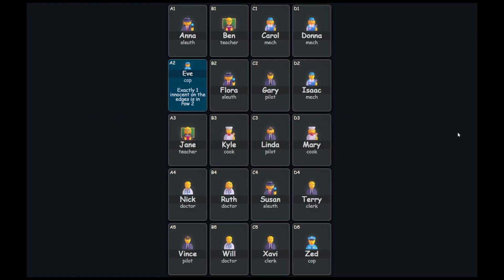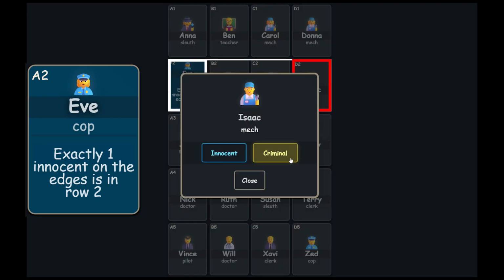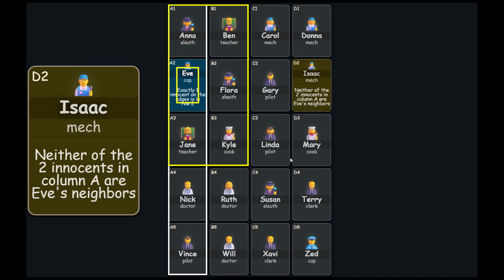Let's get started. Exactly one innocent on the edges is in row 2. There's already an innocent on the edges in row 2, so the other edge must be a criminal. Neither of the two innocents in column A are Eve's neighbors. Mark Anna and Jane as criminals.